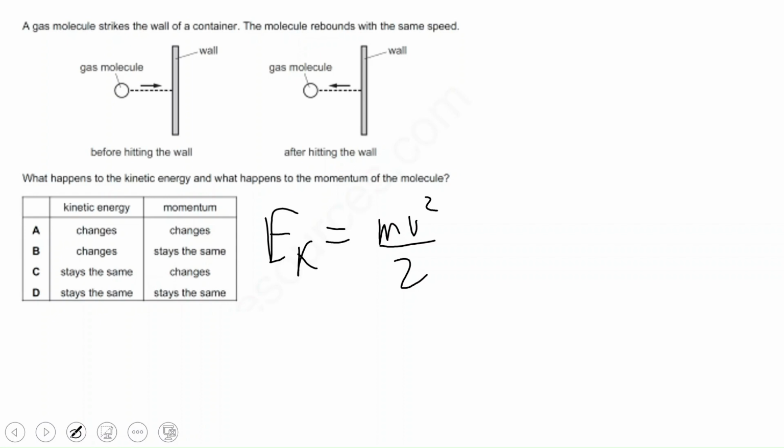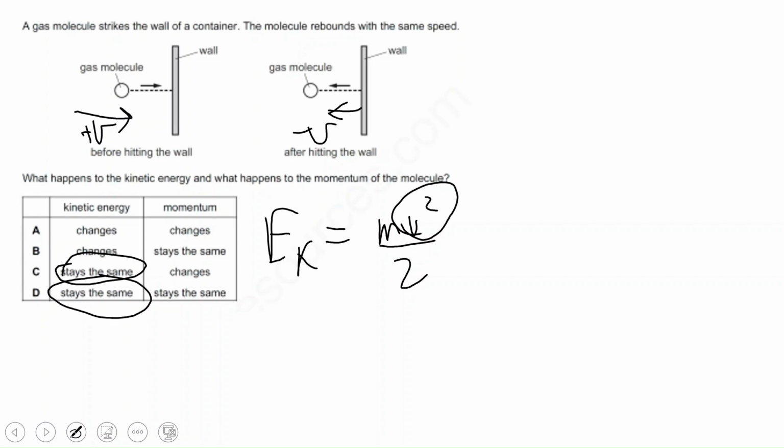And 2 is a constant. So the only thing that is actually changing is velocity squared, the velocity value. For over here, let's assume that this is positive v. So this is going to be what? Negative v. So does that matter? No, because there is a square over here. If the velocity is positive, it will be v squared. If it's negative, it will be negative v squared, which is again v squared. So technically, kinetic energy stays the same. So the answer is between C and D.